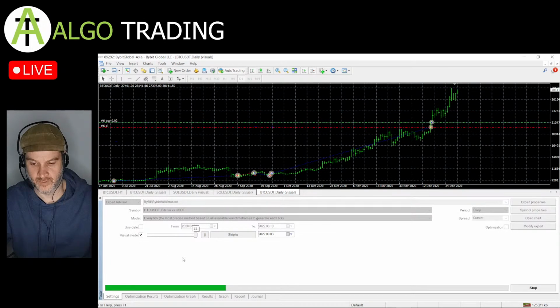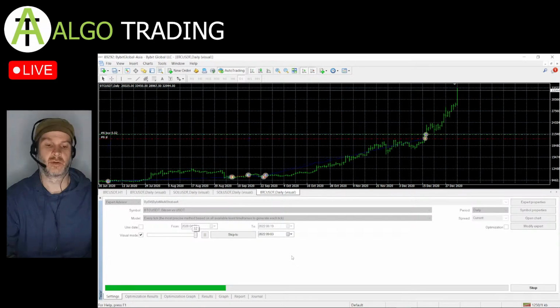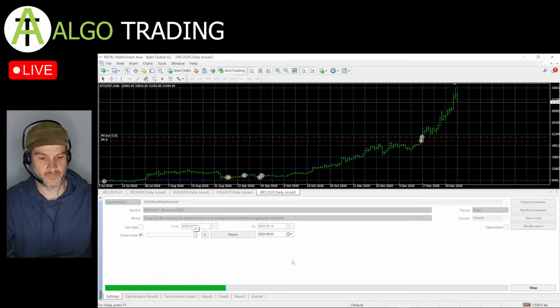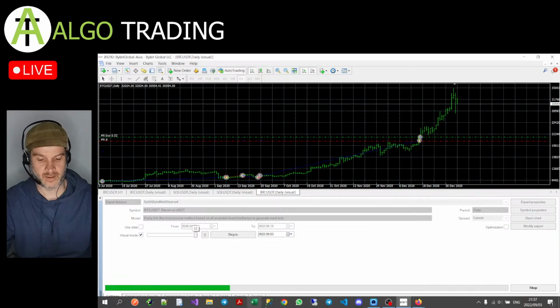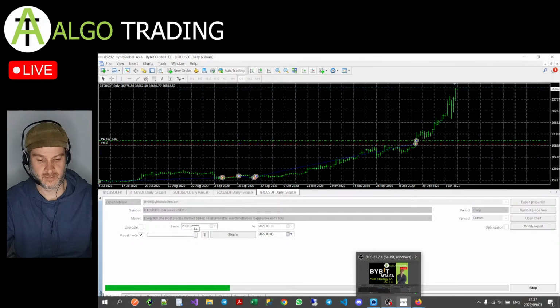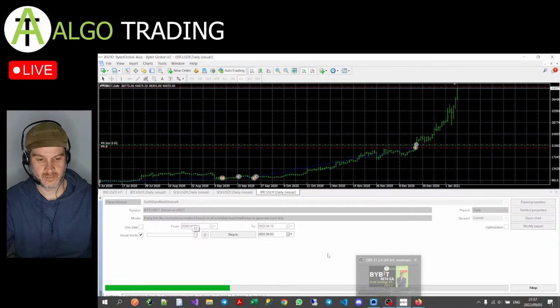And take off visual mode. Oh, you can't while it's running. I hope I'm not freezing or anything like that now that I'm running this. This is taking up a lot of processor.